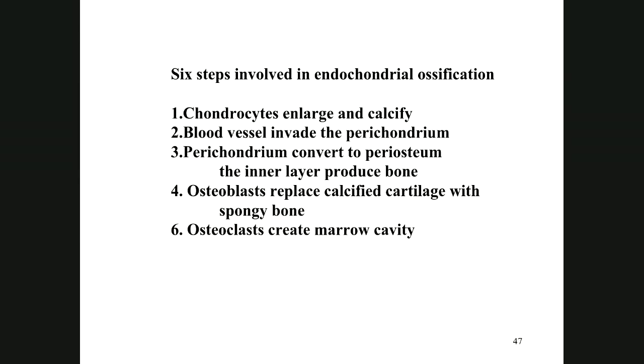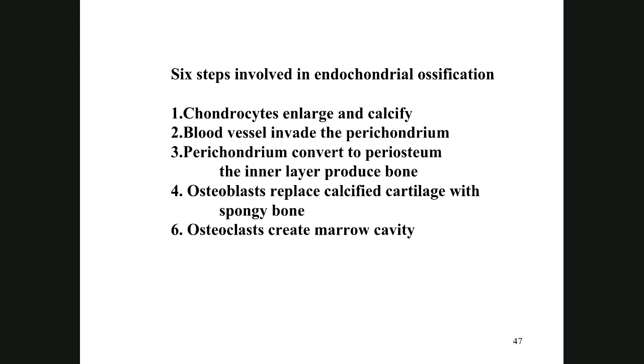And then maybe the next time we meet, we'll have one more hour and I can finish up this system. So the six steps that you see here: the first thing is cartilage made out of chondrocytes that get big, okay, and they get calcified. Calcified means that there is calcium in there.